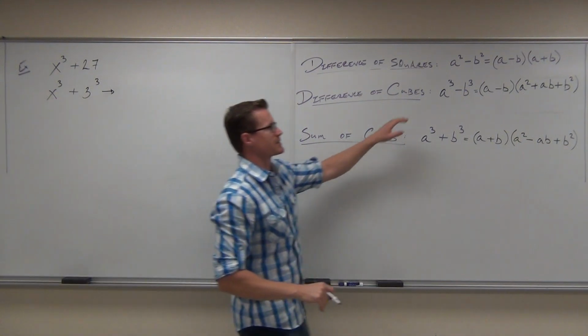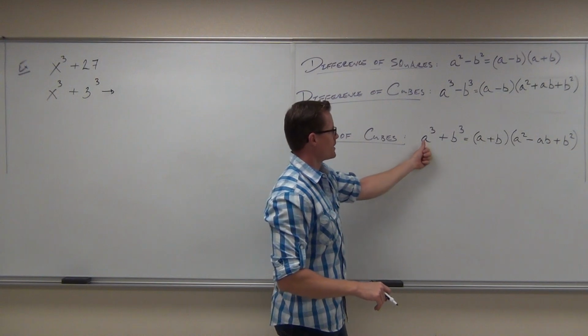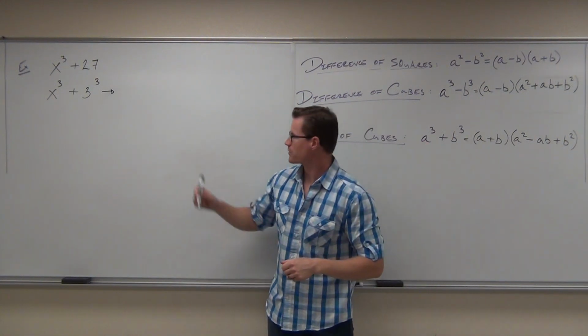So we go, well, it's not that one, that's a minus. Not that one, that's a minus. This one, oh, yeah, yeah. Instead of A, I have X. Instead of B, I have 3.